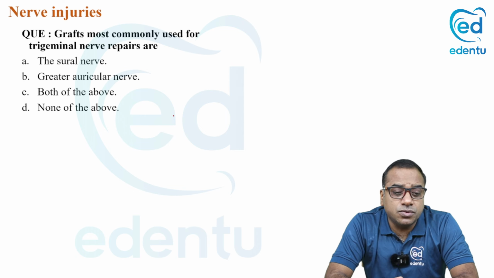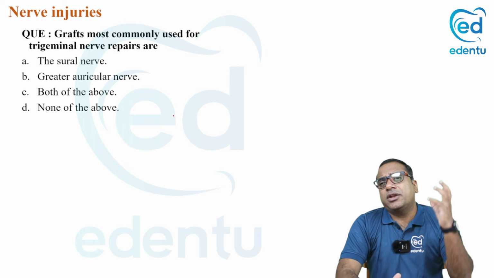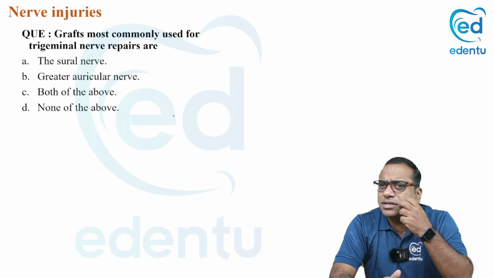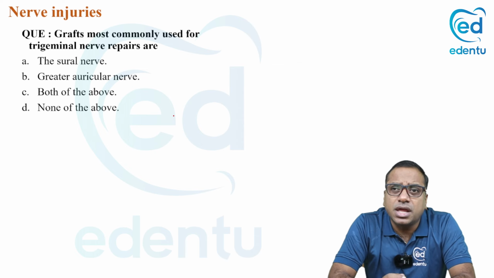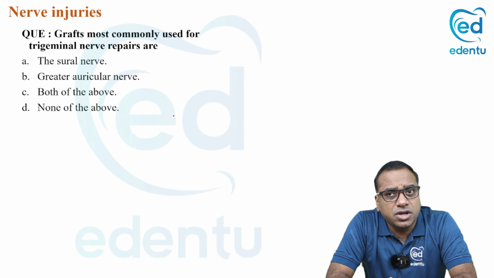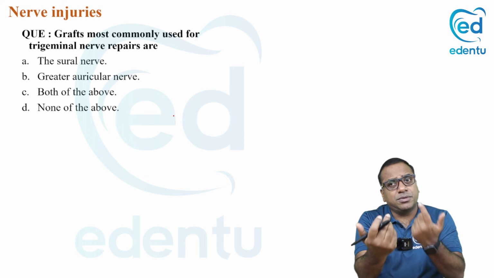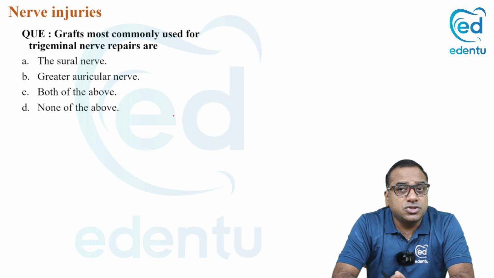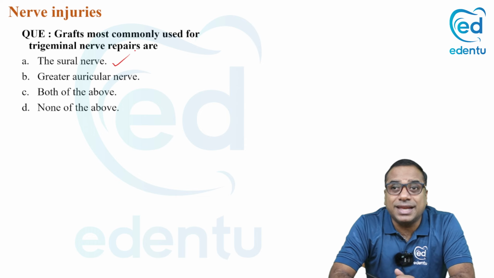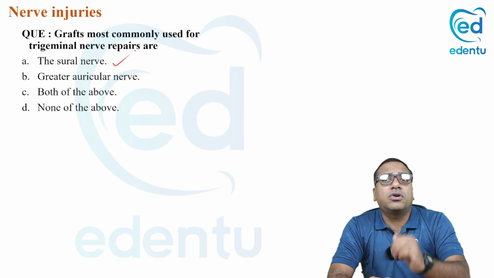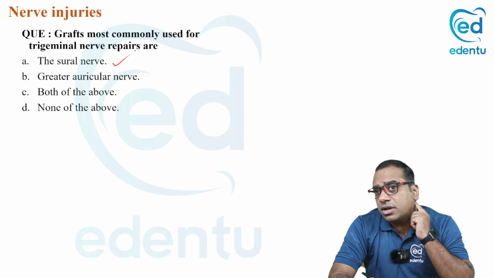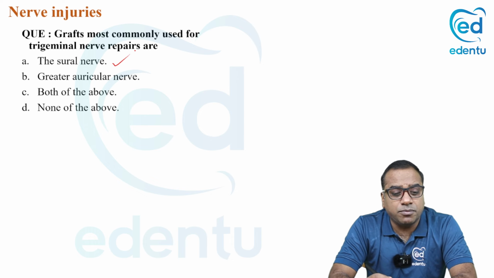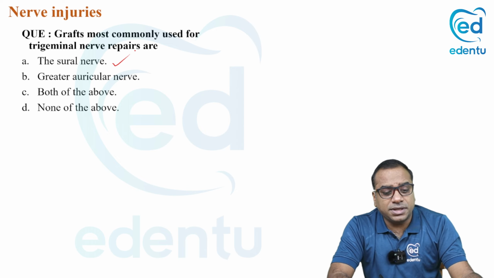Grafts most commonly used for trigeminal nerve repair. If any trauma happened and the mandibular nerve or trigeminal nerve, any part, is completely gone, cut through and through, and you want to reconstruct it, you have to take a nerve from some other part of the body and transplant it here. The sural nerve, this is in the lower part of the leg. Great auricular nerve, that is behind your ear. Both of them are very, very important. Both of them should be the answer.